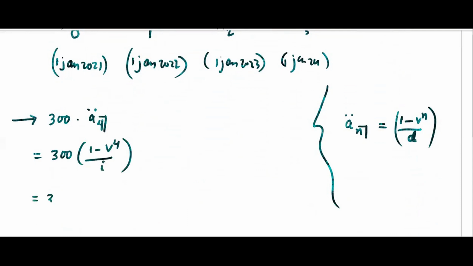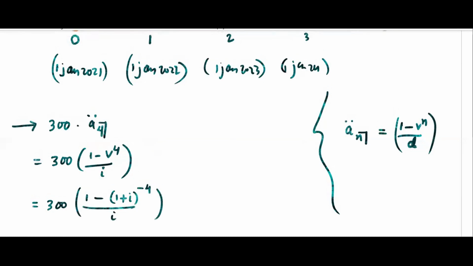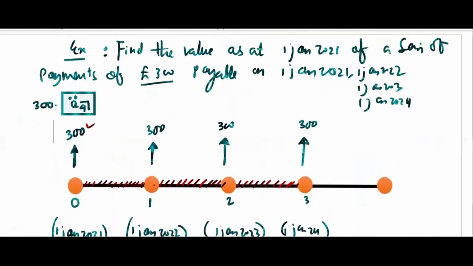Okay. So 300, and then directly I will write 1 plus I power minus 4, because V is 1 upon 1 plus I. Then divide by I. If I is given, then directly you get the answer. But in this question, I is given. If I is given, you can directly find the answer. I will not give I. I can give you D also. I can give anything I want. Doesn't matter.